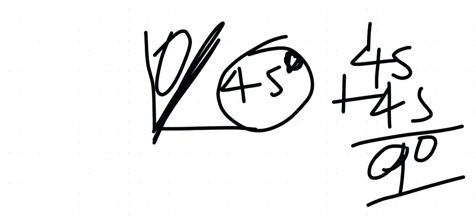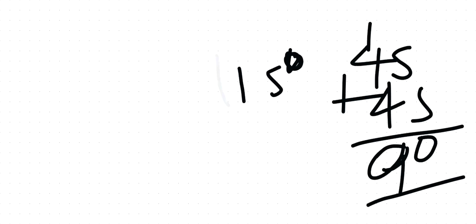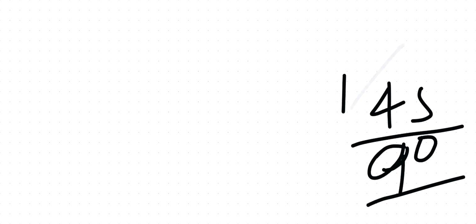And an acute angle can be any number less than 90 degrees. If it's like 10 degrees, 45 degrees, any number before 90 degrees, it counts as not a right angle. It counts as an acute angle.